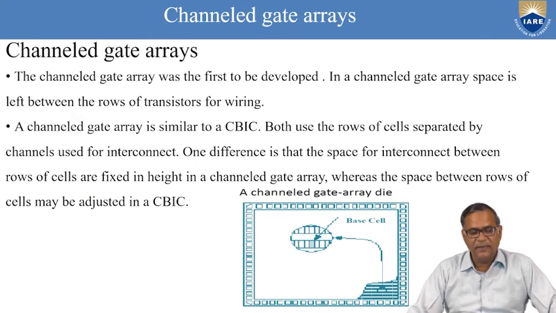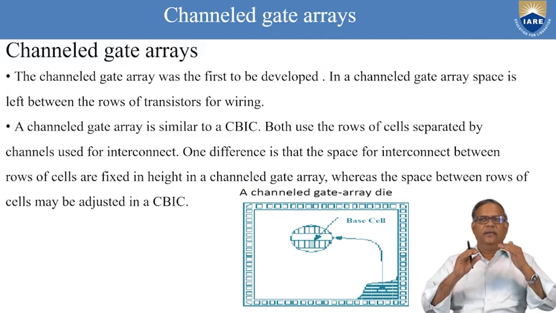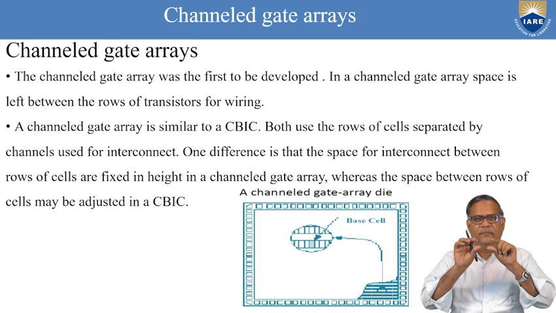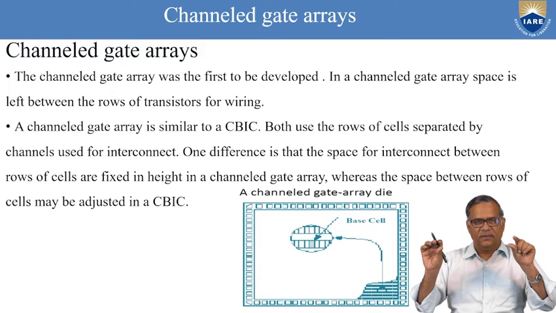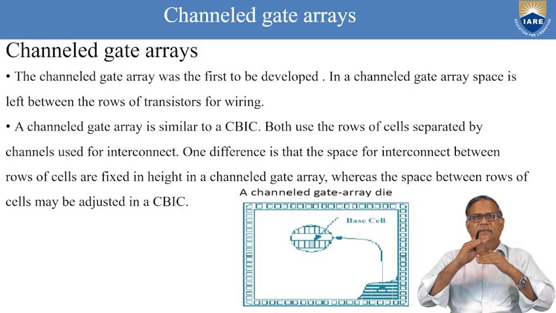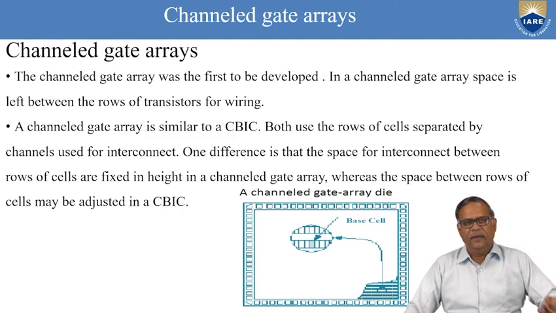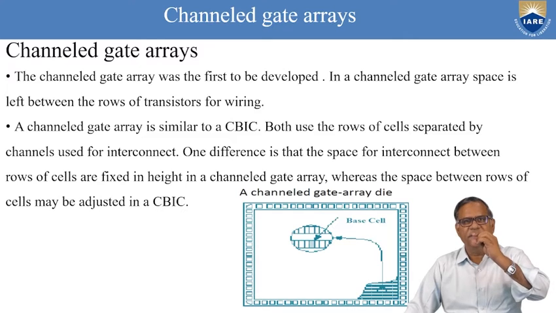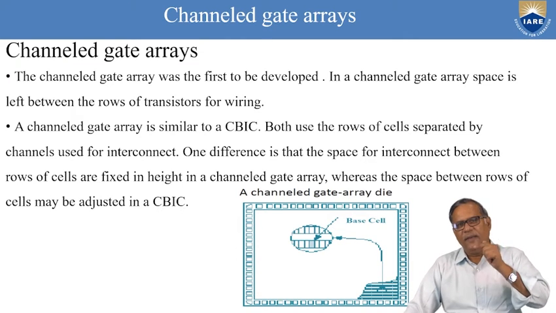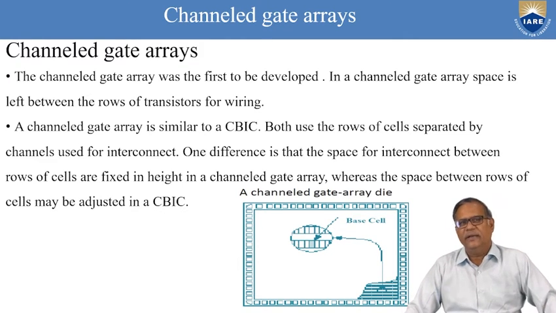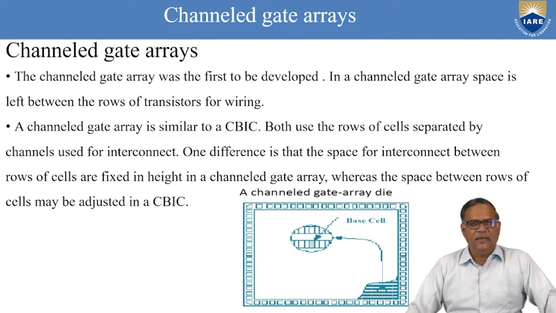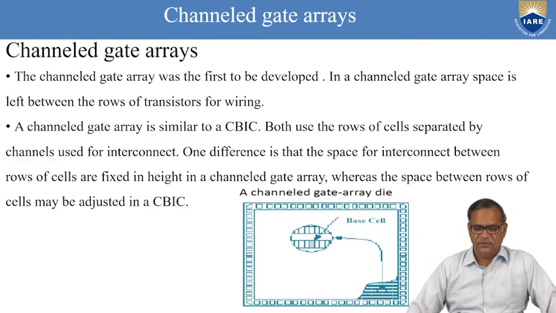Now this is the channeled gate arrays. In channeled gate arrays, you have rows of cells, and these arrays of cells are separated by gaps. The gap between rows is fixed in height, and the gaps between the arrays are used for interconnection. The channeled gate array was the first to be developed, and the space left between rows of transistors is used for wiring.